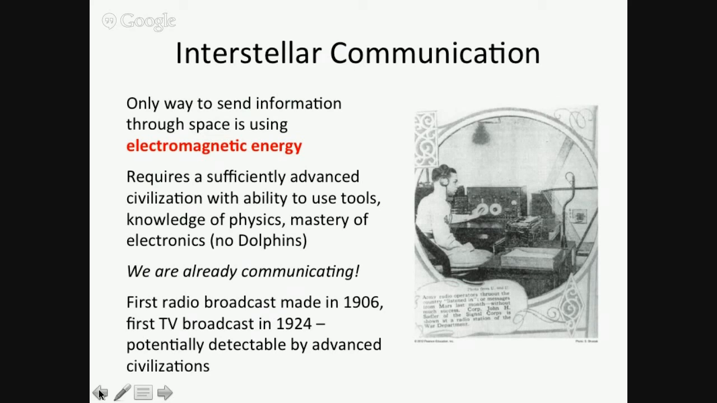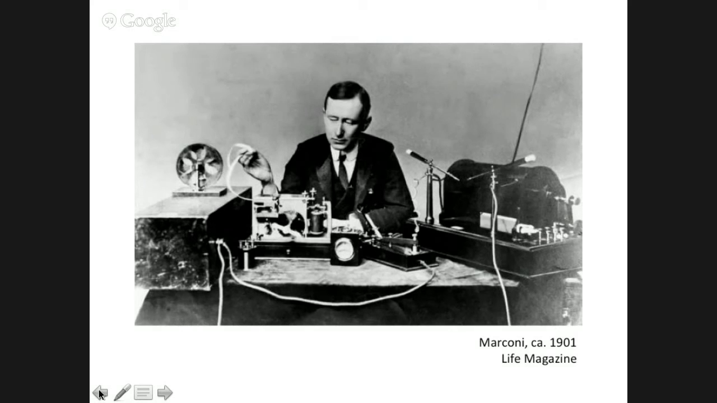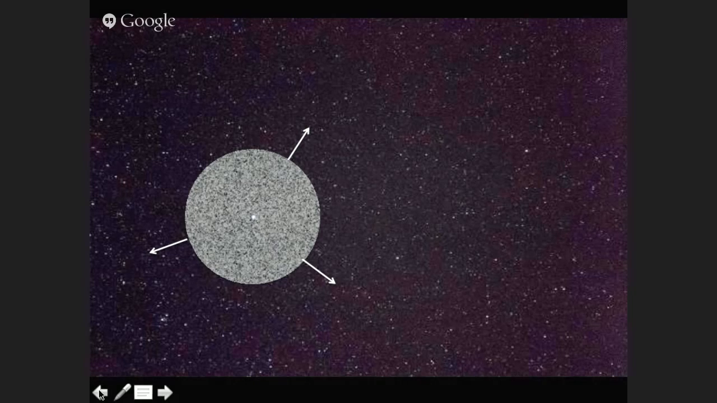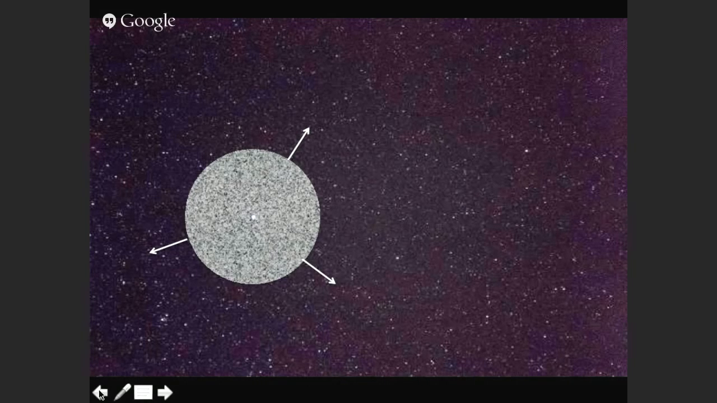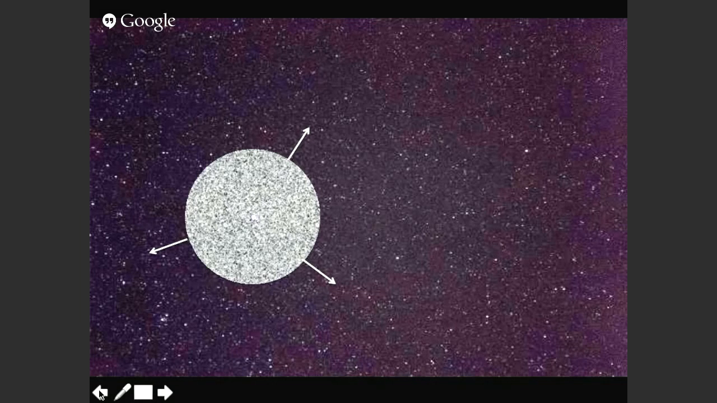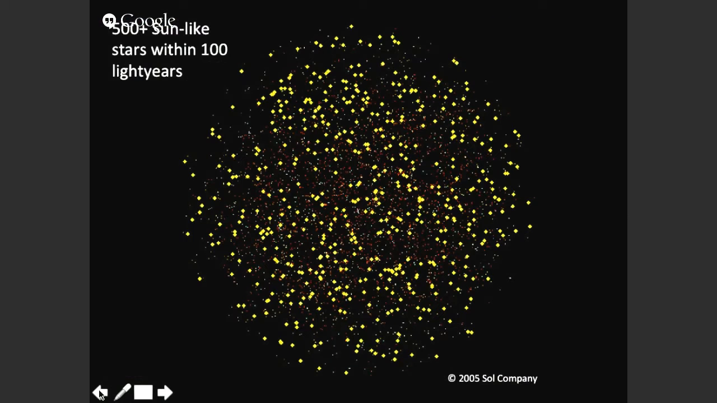Now, we have been communicating out in space for about 100 years now. Our first radio broadcasts were made in 1906. This is a picture of Marconi with the first sort of radio transmission device, and he sent a message between the United States and Europe back in 1901. So we've been broadcasting for about 100 years, and those broadcasts are just going out into space. They're leaking out into space in all directions, which means by now those broadcasts have reached about 500 sun-like stars. That's how many sun-like stars we have within 100 light years of our world.